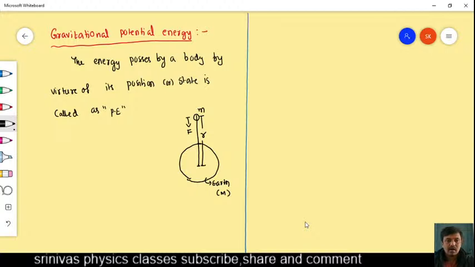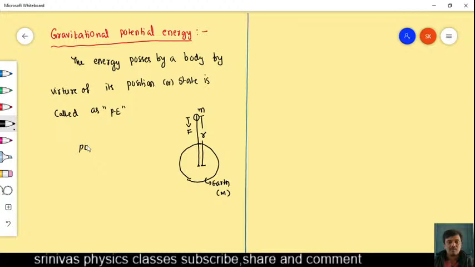I'm going to start the gravitational potential energy. Actually, gravitational potential energy we already discussed, and once again I will revise. Potential energy means energy possessed by a body by virtue of its position or state. Due to position or due to the state, if any body has that energy, it is said to be potential energy. We derived the formula for the potential energy, right? The potential energy is negative.